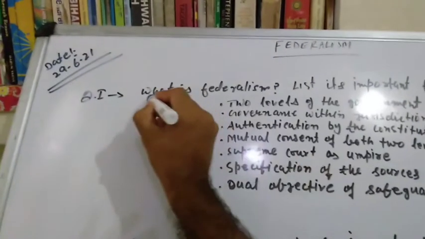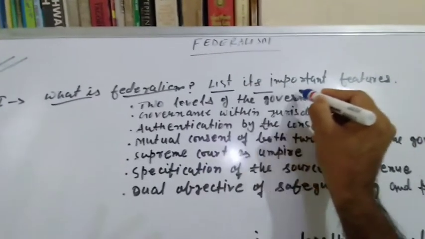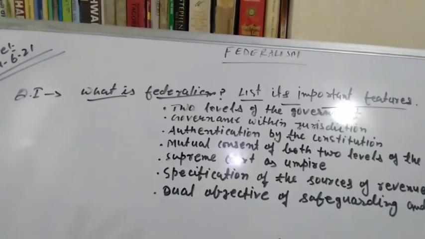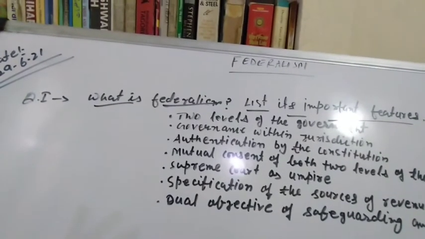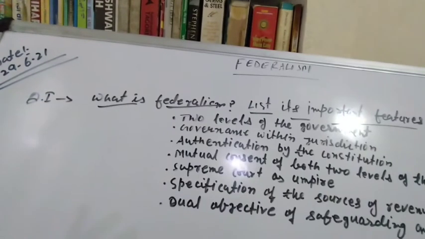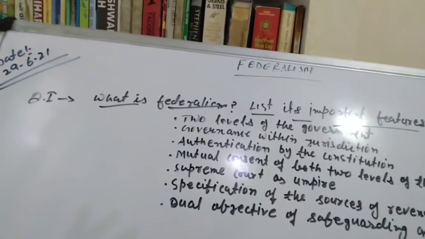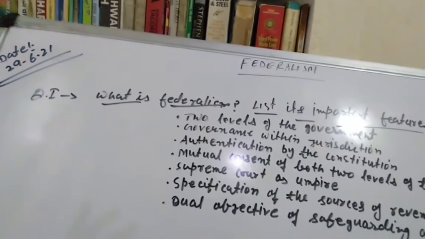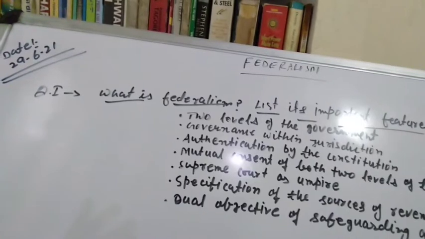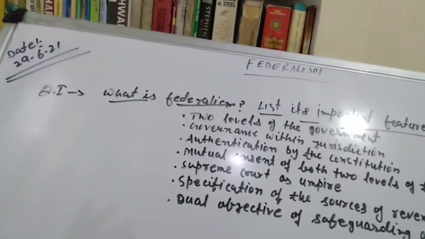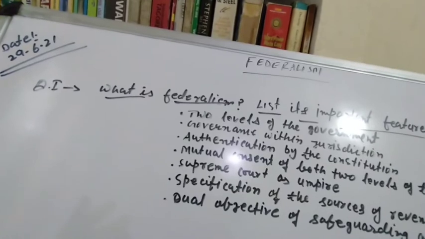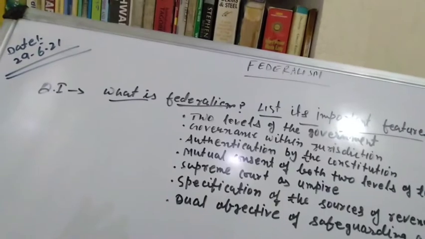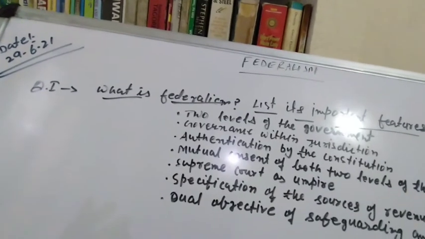So students, first question is, what is federalism? List its important features. In the previous chapter we studied about power sharing and understood the importance of sharing of power in democracy. In this chapter we are going to study important features of federalism. First, let's understand the definition of federalism. Federalism is a system of government in which power is divided between a central authority and various constituent units of the country.